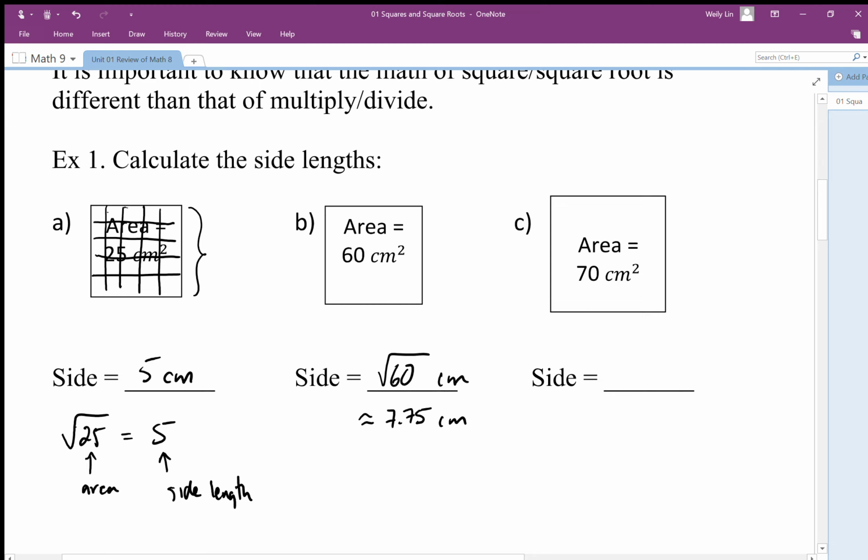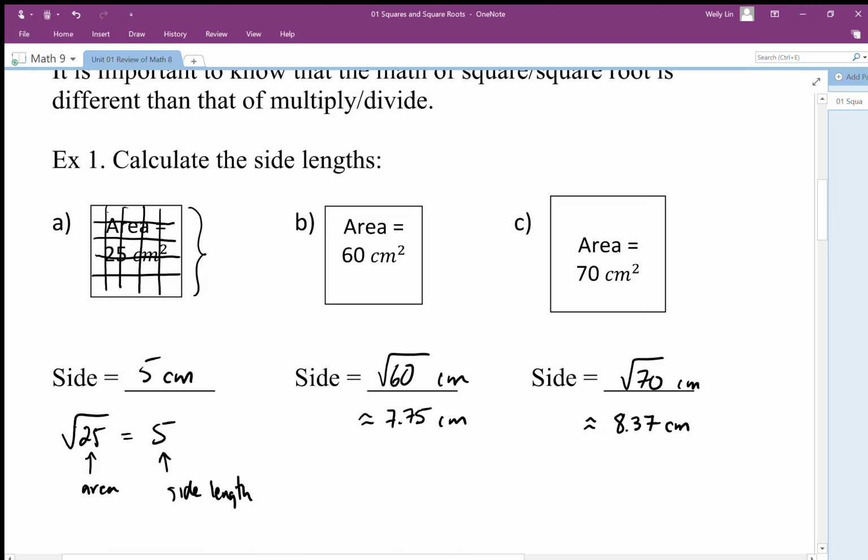For 70 centimeters squared, I can do the same thing. I'm going to take the 70 squares, I'm going to square root it, and I'm going to end up with square root 70 centimeters, or approximately, as a decimal, if I put this into my calculator, I get 8.366, so I'm going to round that to 8.37 centimeters.